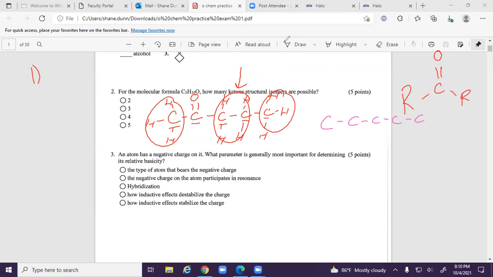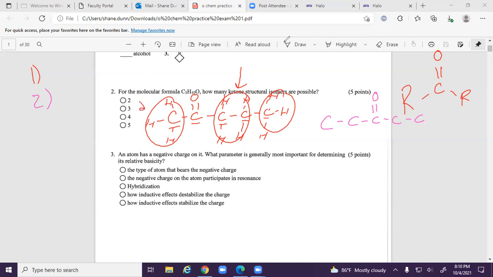Second one. 1, 2, 3, 4, 5. Well, if I put the ketone on the second carbon, I can still put it on the third carbon, right? And I still get the exact same thing. I just moved over one, right? There is your second isomer. Does that make sense? Yes or no? You look lost.